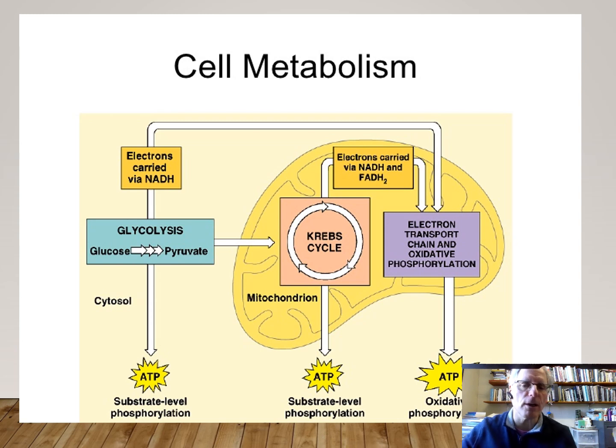I won't belabor this because you went over this in your physiology class, but cells use glycolysis to degrade glucose to pyruvate. Pyruvate gets sent to the mitochondrion, where it's converted to acetate. Acetate is bound to coenzyme A. In the Krebs cycle, that acetyl coenzyme A is completely converted to high energy electrons that are given to these carriers, NADH and FADH2. And this will also produce carbon dioxide and water.